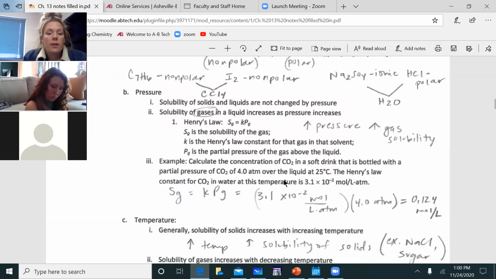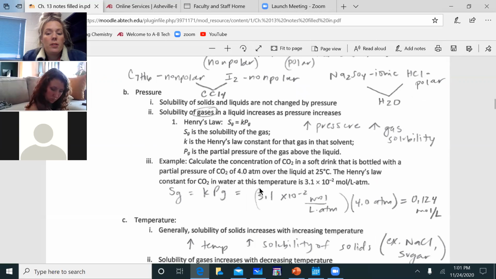So we're trying to figure out this S_G, or the solubility of the gas. We know our constant here, which is given to us, or you would reference it from some appendix. And then we also know the pressure of that gas. So the CO2 partial pressure that's sitting above is 4 atm.